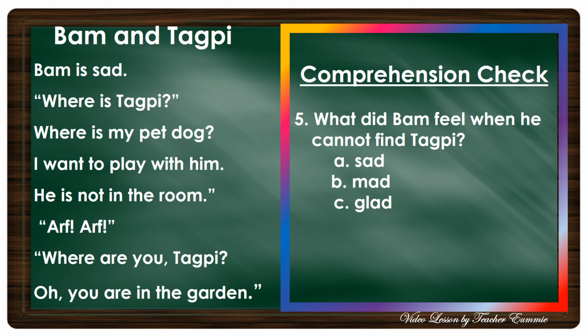Okay, number 5. What did Bam feel when he cannot find Tagbi? Is it A, sad, B, mad, or C, glad? Okay, very good. He was sad.